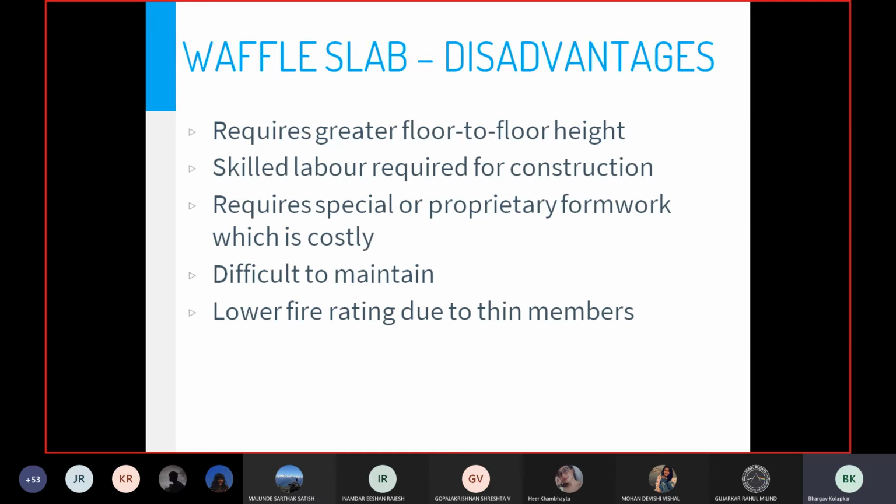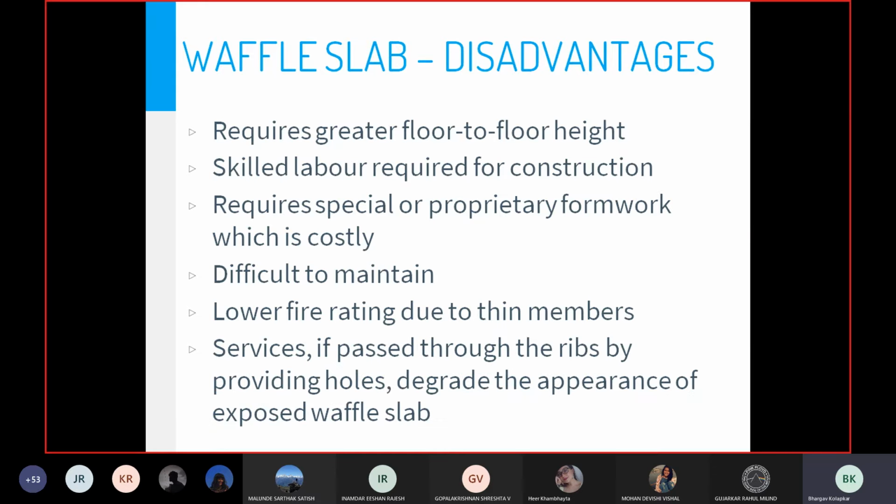The downside is that it requires greater floor to floor height, because if you talk about flat plate, then you might require a depth of around say 300, max 350, but still you are not going as deep as 500, 600, and so on. So naturally this requires a greater floor to floor height. Everything comes at a cost.